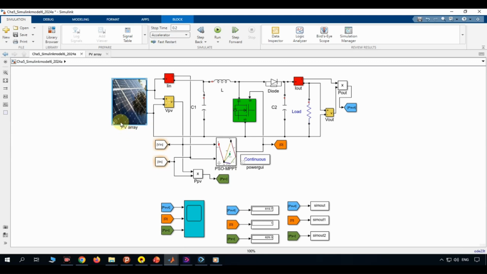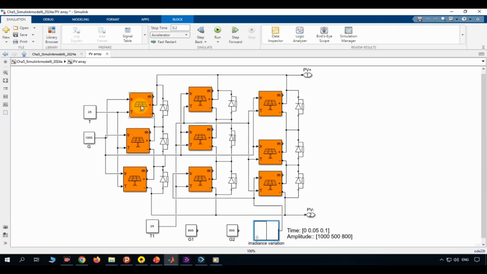This part of the model represents the PV array subsystem, built from 9 individual PV modules arranged in a 3x3 series parallel configuration. Each module receives irradiance, G, and temperature, T, as inputs, with bypass diodes connected across each module to protect against mismatch and partial shading losses. The array terminals, PV+ and PV-, connect to the rest of the boost converter circuit.